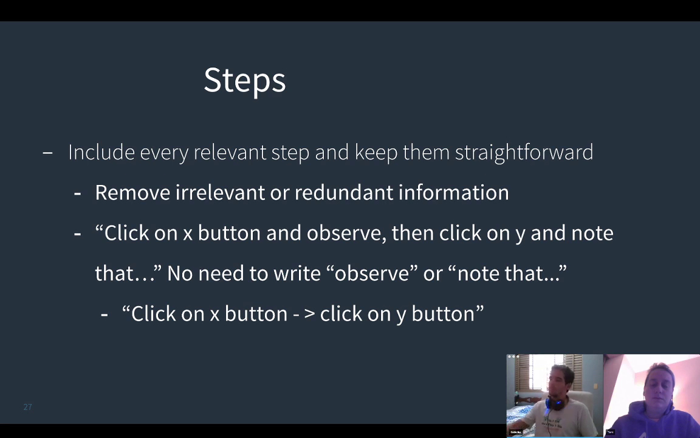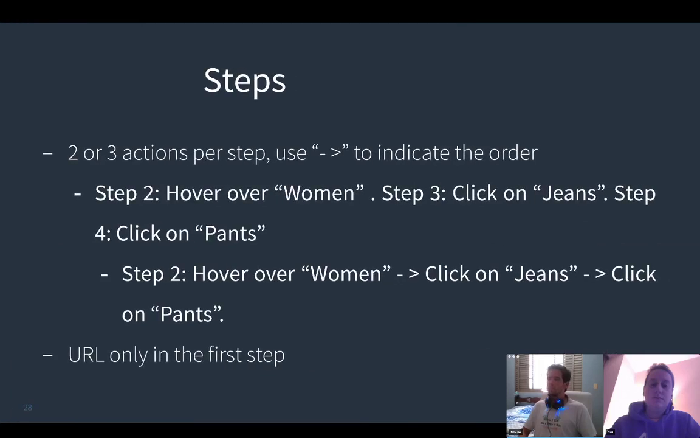You can use, for example, a dash and a greater than sign to indicate the order you are going to perform each step. And also try to keep each step with only 2 or 3 actions. If you only enter 1 action per step, you're going to have like a 20-step report. Or if you enter too many actions in a single step, you have 1 or 2 steps that are like 2 or 3 lines long. So I think 2 or 3 actions per step is good enough.